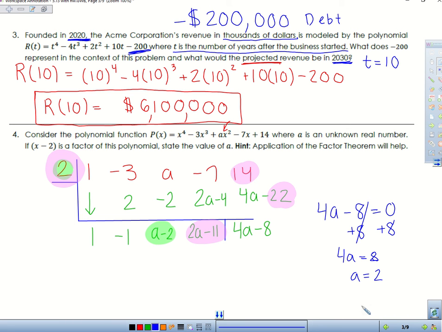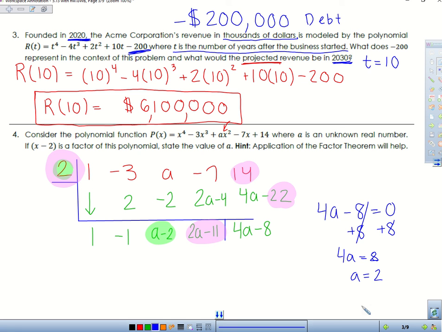So what that means is, had you been given that polynomial with a 2 instead of an a, and you did that division, your remainder would have been 0. So I really like these problems. They're types of problems I like to give for extra credit because they're not super difficult, but they still require you to kind of think outside the box.